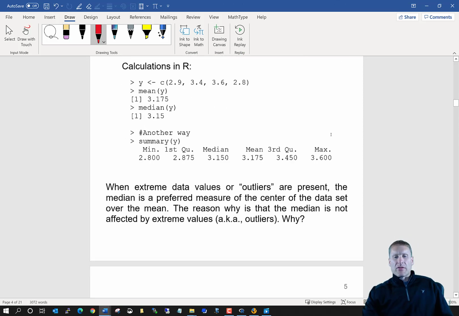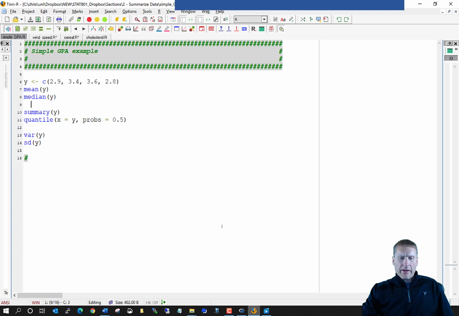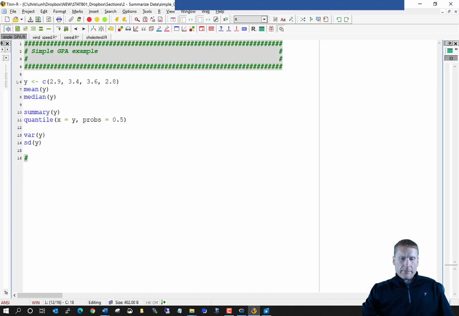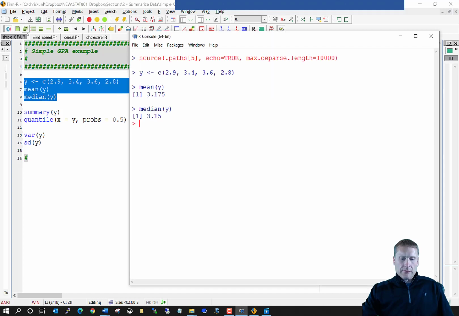Well, how do we do these calculations in R? Let me come on over here to R again. So I'm going to create an object called y. It's going to consist of the combination or the concatenation of 2.9, 3.4, 3.6, and 2.8. Okay, so let me just go ahead and run that. Oops, let me try that again. And so we can see that y is indeed the correct value. We can use the mean function that we've seen before to calculate this mean, 3.175, and the median function calculates, as you might expect, the median.